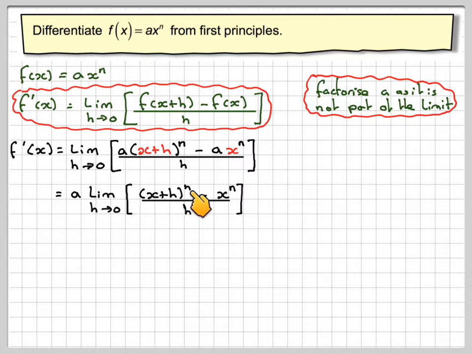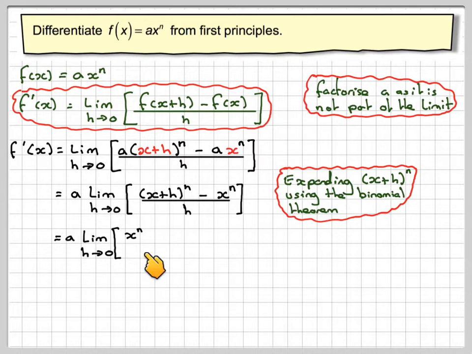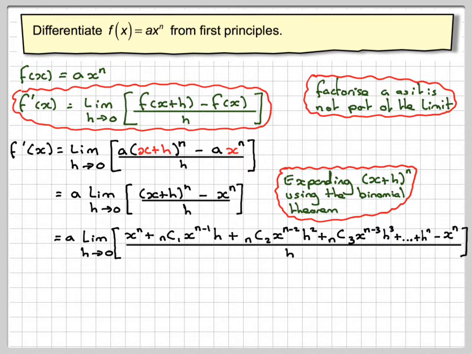If you recall, when we had like (x plus h) squared or (x plus h) cubed, we would expand this. So we can expand this one here using the binomial theorem. So that's going to give me a times the limit as h goes to 0 of, expanding (x plus h) to the n using the binomial theorem, x to the n plus nC1 x to the n minus 1 times h plus nC2 x to the n minus 2 times h squared plus nC3 x to the n minus 3 h cubed. Now that's going to carry on and it will stop when we get to h to the n. So if you're not sure about that, go back and recap the binomial theorem, and then we have to take away the x to the n, all over h.